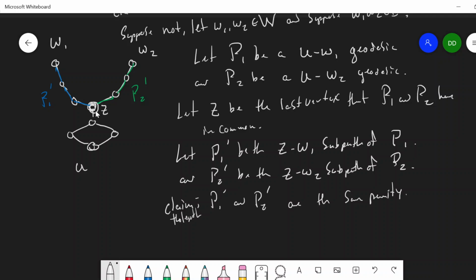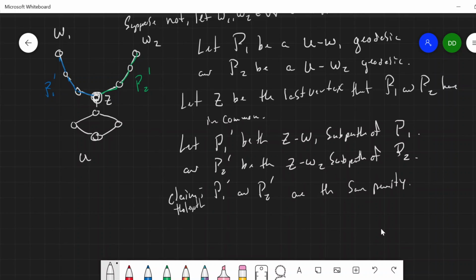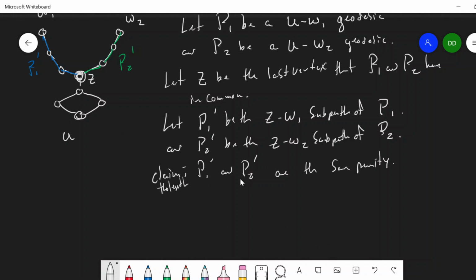Now, Z was the last vertex they have in common, so at some point I truncate my path. I just take the end of the path. So I remove, say, the first L vertices of each path. But that's the same number for both paths. And so what I'm left with, I can't guarantee that they'll both be even or both be odd, but since I truncate the paths at the same point, at the vertex Z, the lengths must be the same parity past that point. So P1 prime and P2 prime are the same parity.